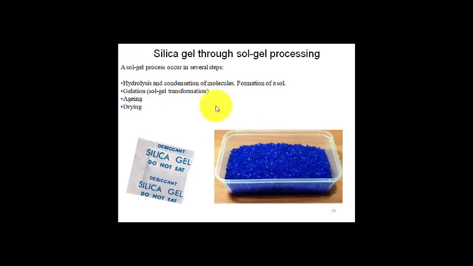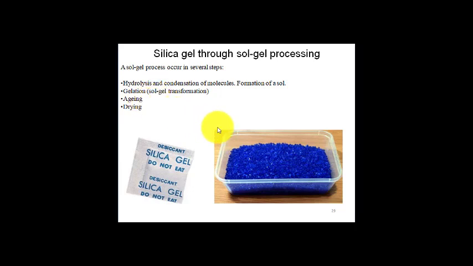Next is the silica gel formation through the sol gel process. As we have already discussed, a sol gel process occurs in several steps. The first one is hydrolysis and condensation of molecules, then the formation of a sol, then gelation. It means the transformation of sol into gel, after that aging and drying.